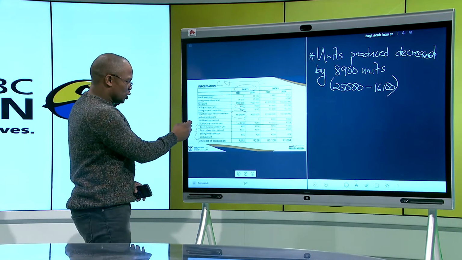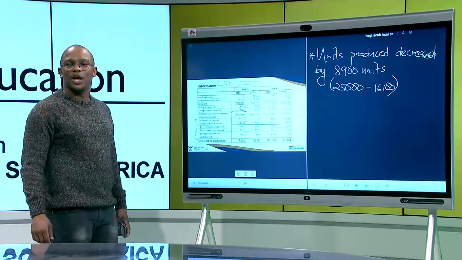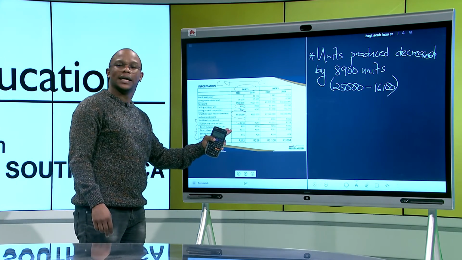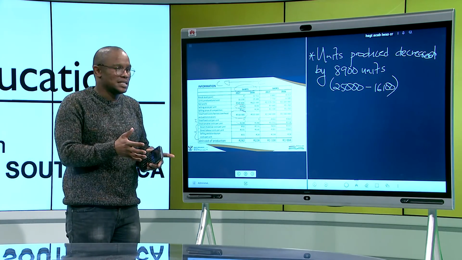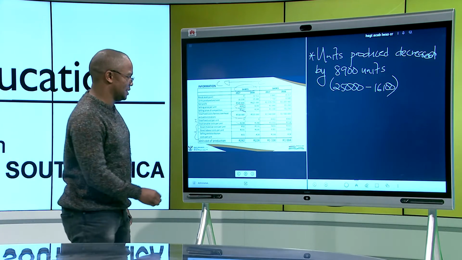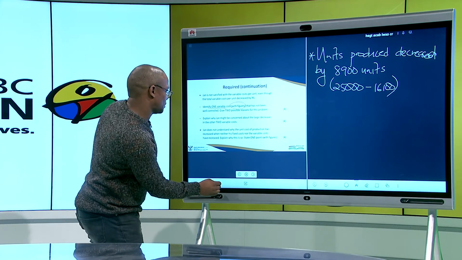Or you may also use the total fixed cost per unit. You calculate for the previous year, you calculate for the current year. Check the difference, you will see it will decrease. Hope you understand this one, my dear learners. Then let's go to the next question.